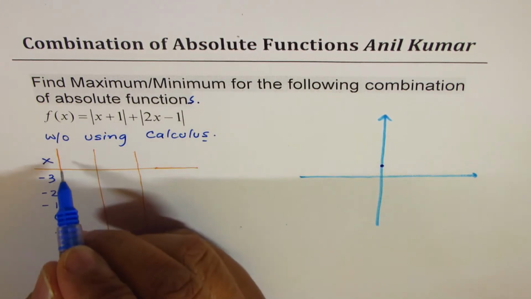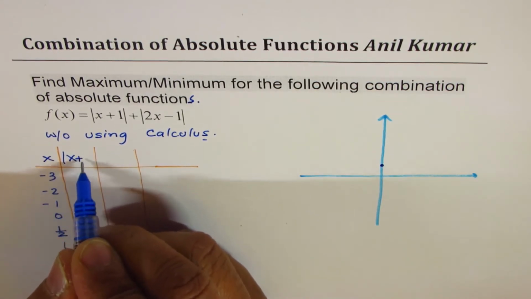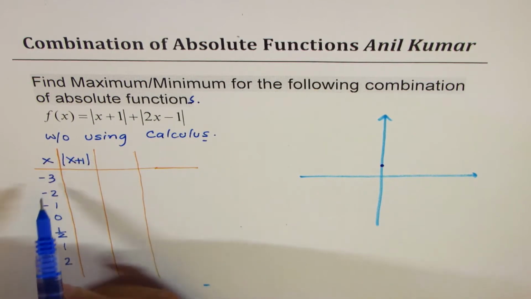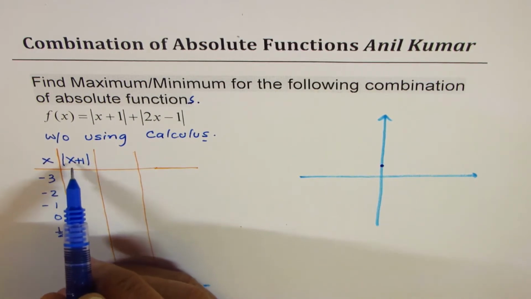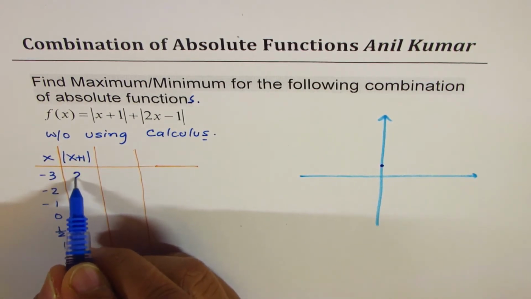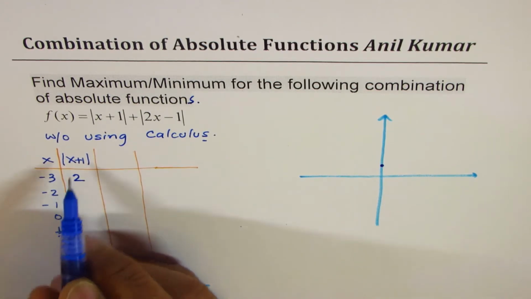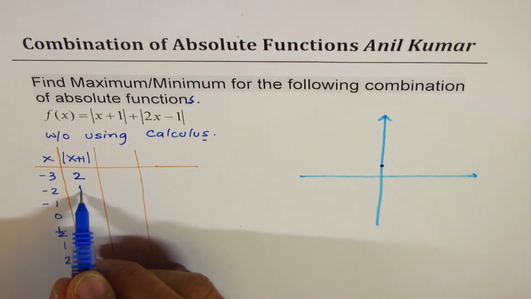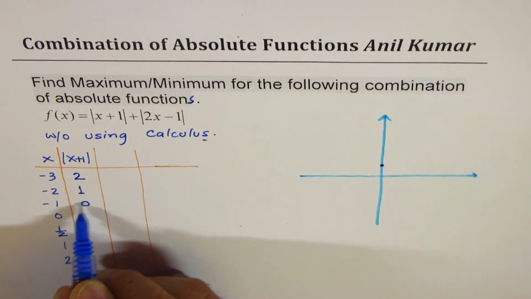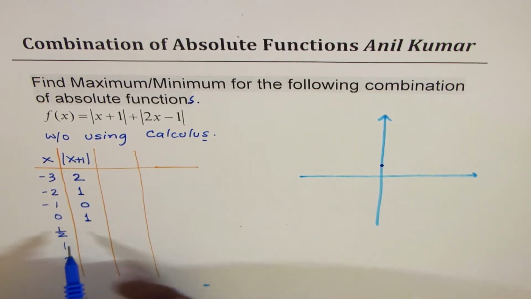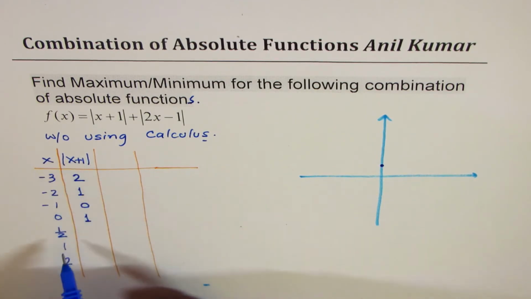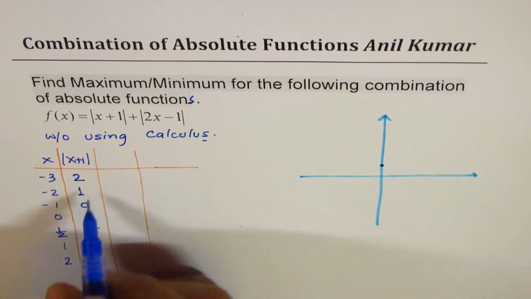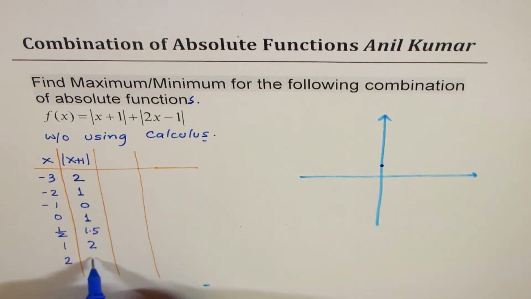So let's calculate the values of |x + 1| for these values. It is always positive. Minus 3 plus 1 is minus 2, so we get 2 here. Minus 2 plus 1 is minus 1, so the absolute value is 1. Minus 1 gives you 0. For 0 it will be 1. For half, 0.5, it will be 1.5. For 1 it will be 2, and for 2 it will be 3.